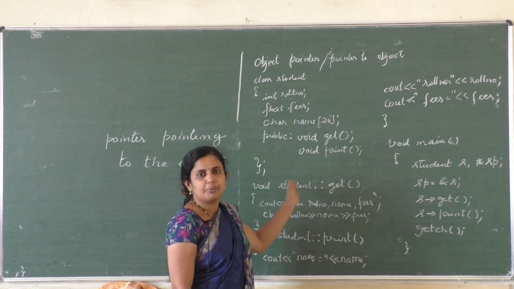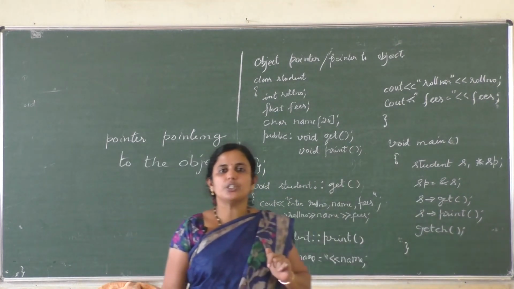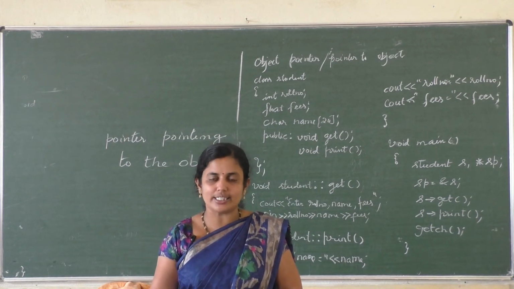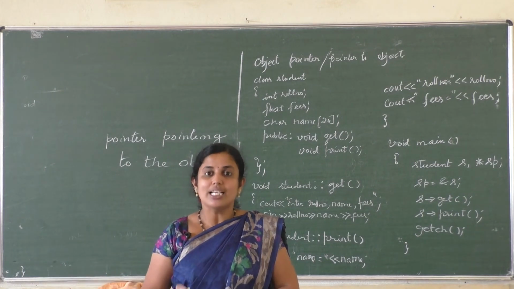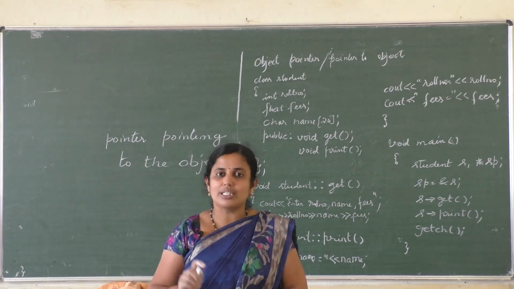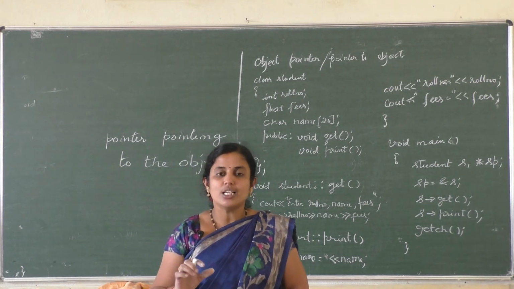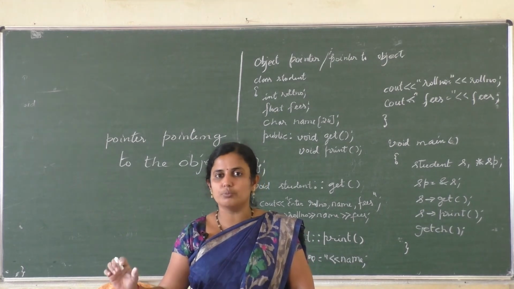What does a pointer pointing to an object mean? See, using a pointer what can we do? Using a pointer we can store the address of another variable, isn't it? Similarly, we can store the address of an object also. Is it clear? We can use a pointer to store the address of the object.